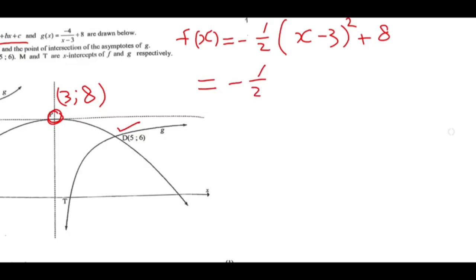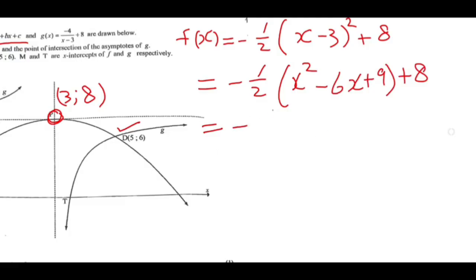Negative 1 over 2, open up the perfect square formula: x² minus 6x plus 9, plus 8. Now negative 1 over 2, I'm going to multiply inside. This becomes negative 1 over 2 x² plus 3x minus 9 over 2. Positive and negative is a negative, plus 8.